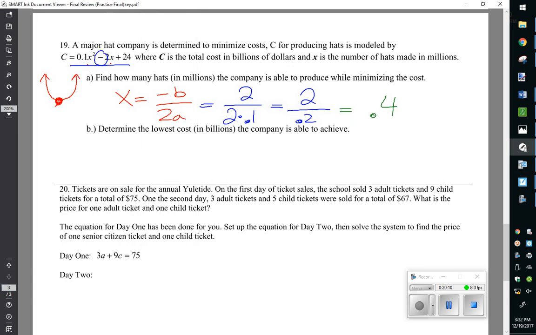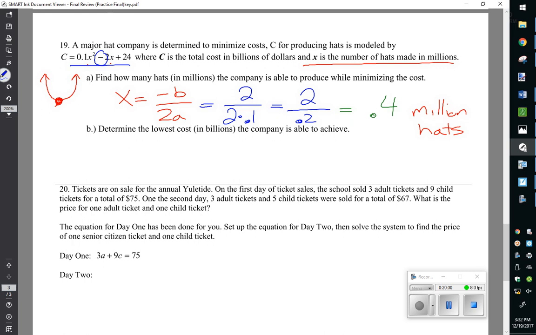Remember what the x means. The x here is the number of hats in millions. So if it's 0.4 million hats, or in other words, 400,000 hats, that is how many they should produce. Determine the lowest cost in billions it's going to be able to achieve. That's expensive hats that they're making here.